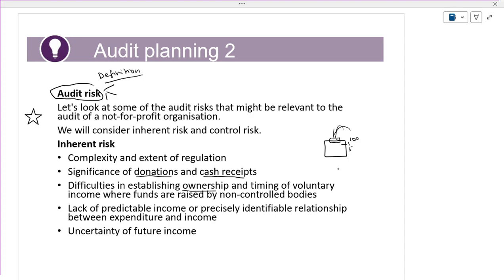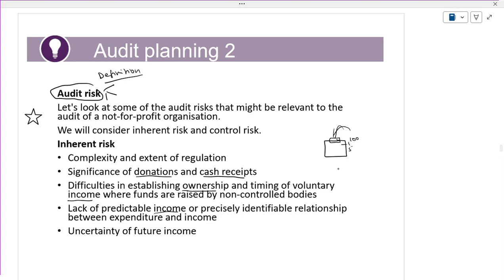Now, who is the owner, we cannot know. We have voluntary income. People will come and people will donate, okay? Some people don't want a receipt also. Some people want a receipt, some people don't want a receipt. They will just drop in the box where funds are raised by non-controlled bodies. Lack of predictable income. Sometimes income will be more, sometimes income will be less. Very simple, I'm telling you this.